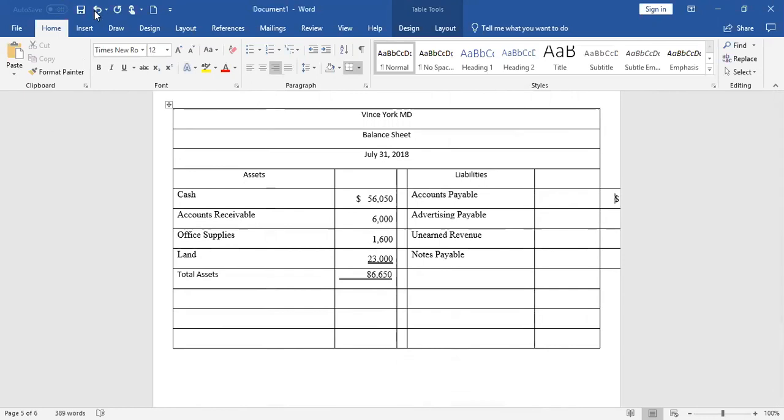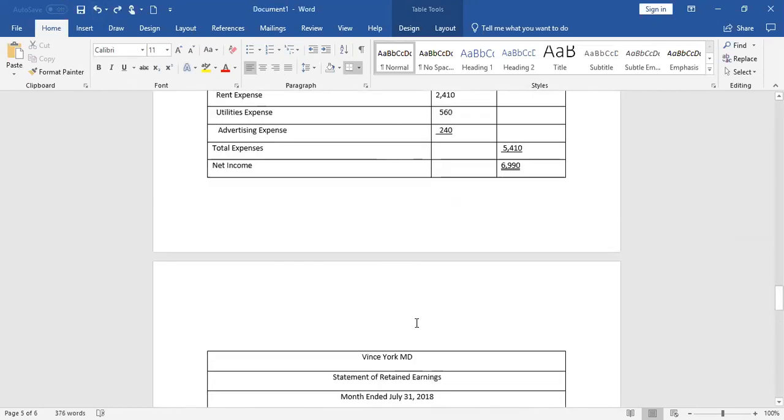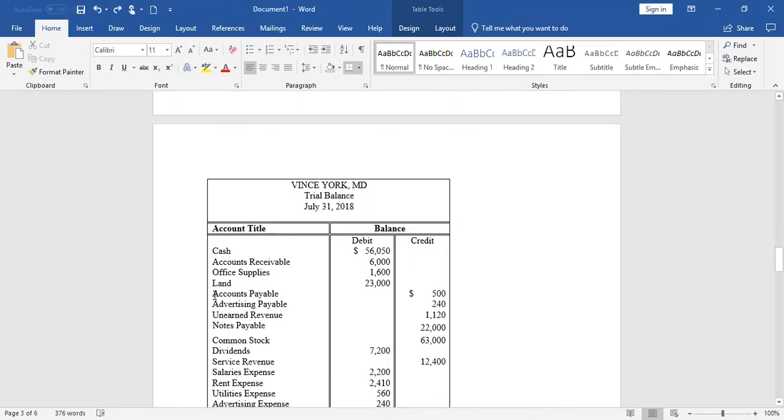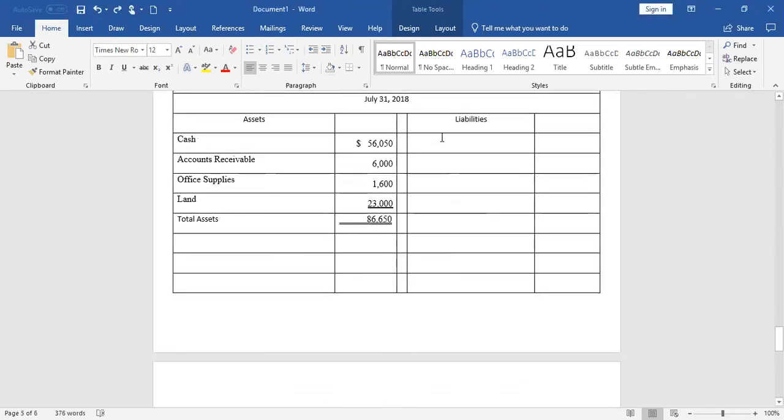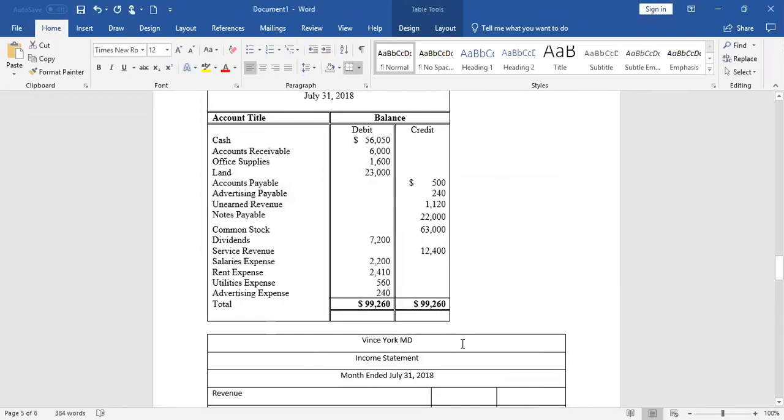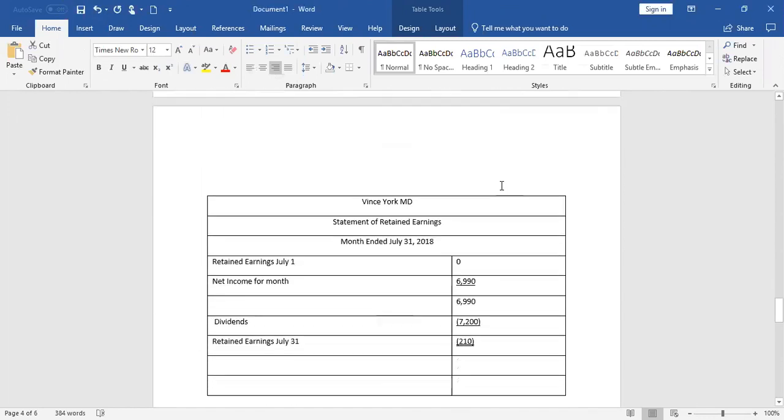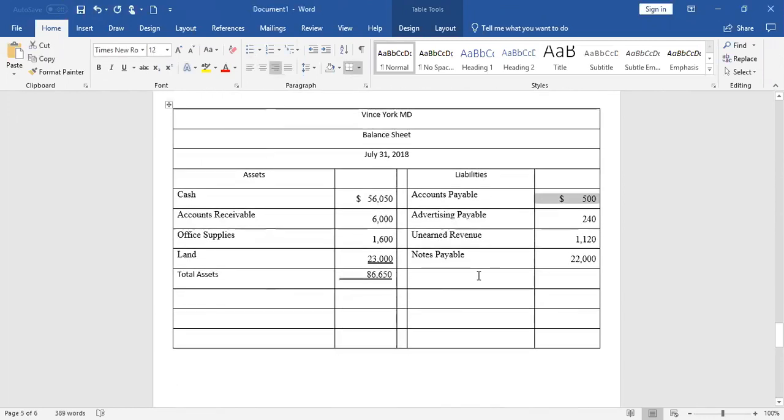So let me do this and just copy the names. There we go. And then I could copy the dollar amounts, 500, 240. So there's the names, and let's get the dollar amounts. And there's the dollar amounts. And then we're going to total those up. So we just grab the liabilities off of the trial balance, list them on the balance sheet, add them up.